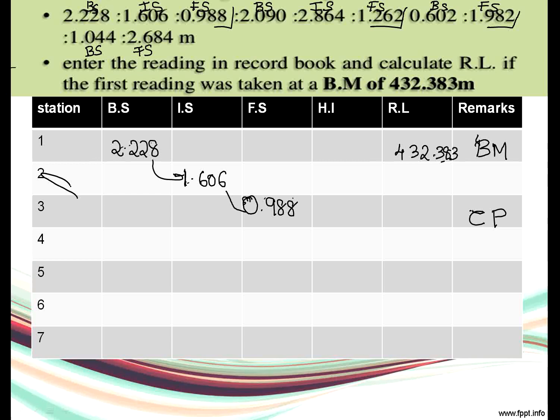Okay. Now for the second instrument setup, the backside is 2.090 and the intermediate sight is 2.864. You have written this 2.090 and 0.988 in the same line because station 3 is the change point where both backside reading and foresight reading are taken. Now, for the second instrument setup, what about the last reading? After this 2.864, the last reading is 1.262.